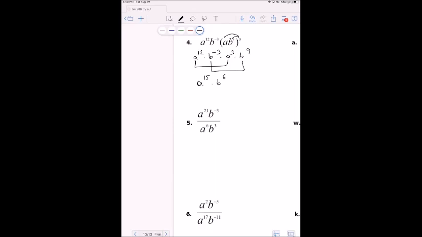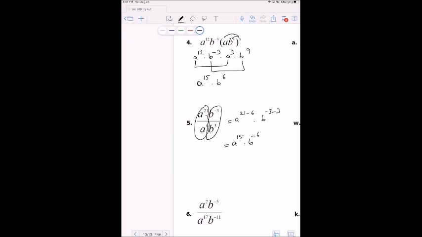Next one. So just same thing. They are multiplication. So just combine like terms. So a to the power of 21 minus 6 times b to the power of -3 minus 3, a to the power of 15 times b to the power of -6.